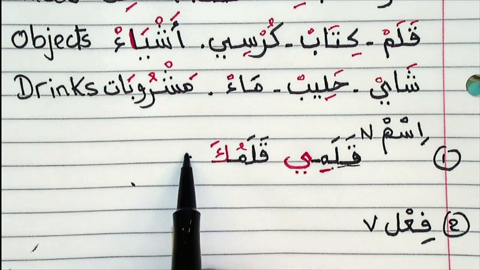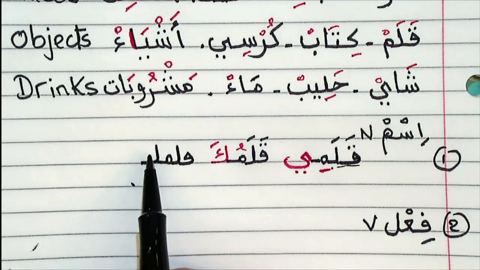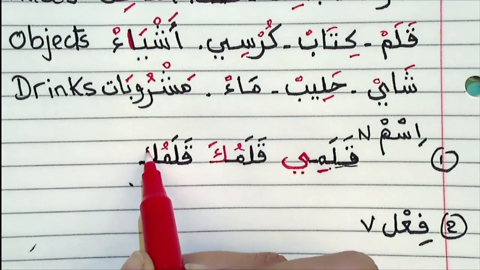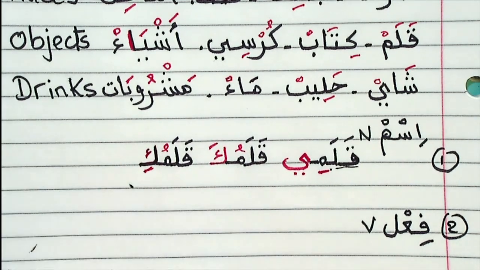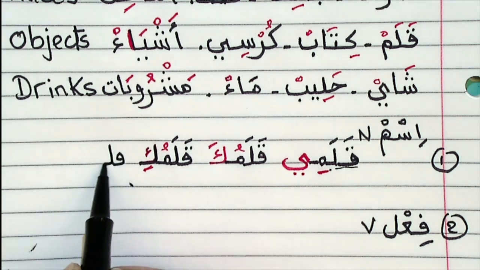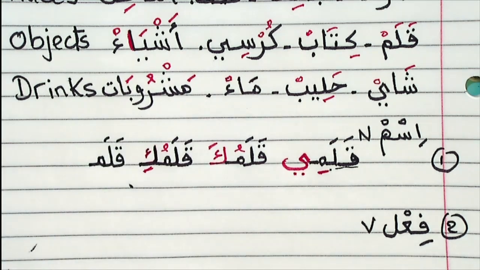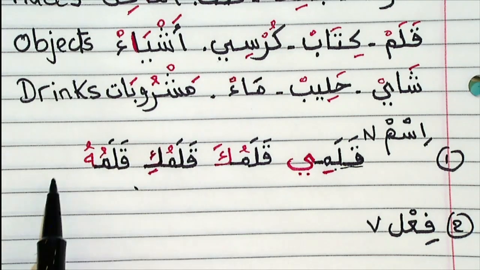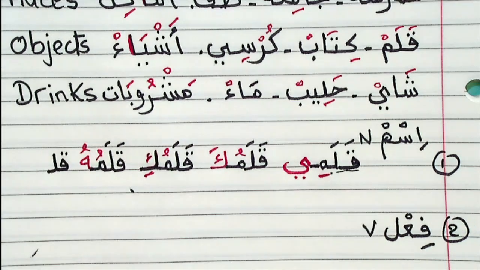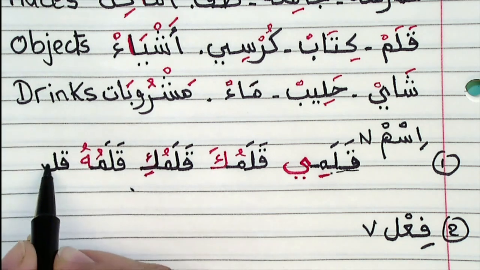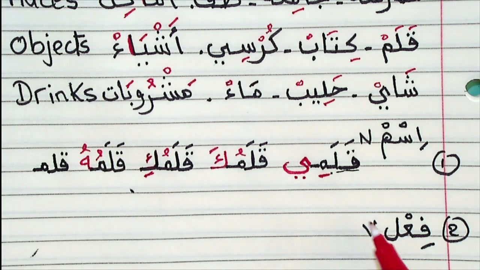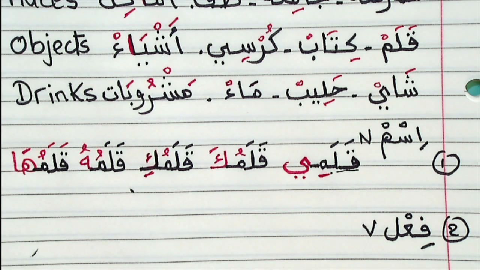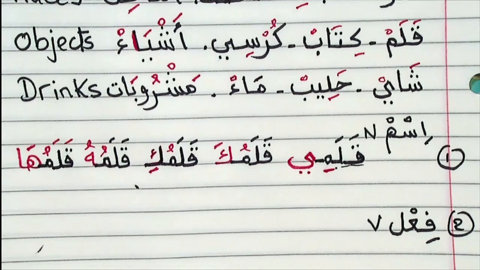Qalamuki, and then we have qalamuhu, his, and the last one is qalamuha, her. So you keep the root of the word, which is qalam, and this would be the ending of all possessive pronouns.